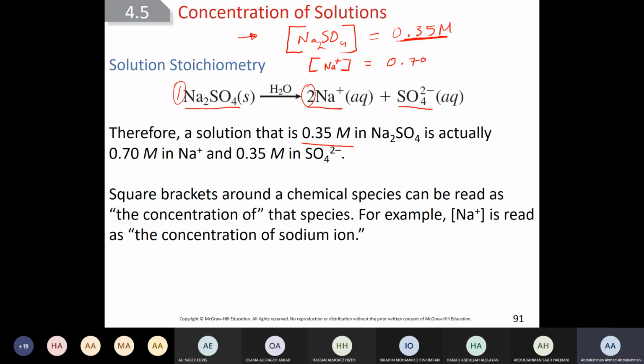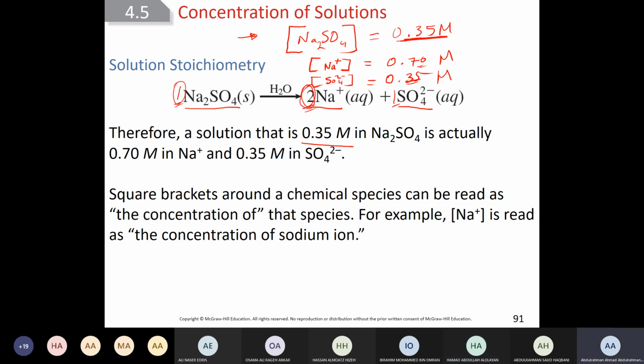How about SO4 2 minus? 0.35. It only needs 1. Exactly. So it's 1 to 1. That's why 1 to 1 means the full concentration. But with Na, it's 2, so you multiply by 2. Clear? Does it depend on the coefficient or the number of moles? Exactly. It depends on the number of moles, which is the coefficient, yes.